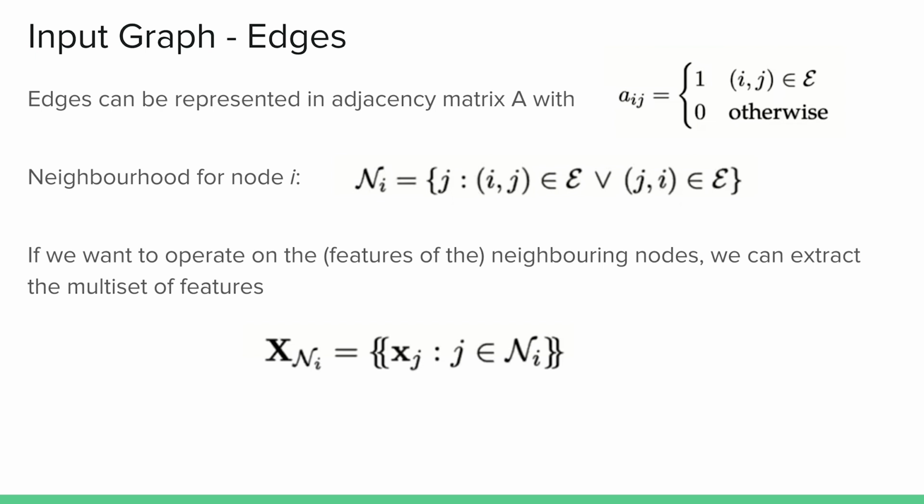The edges, on the other side, can be represented typically as an adjacency matrix, capital A, where we have 1 in this matrix if there is an edge between the two, or 0 otherwise. Mathematically, we can then formulate our neighborhood of the node i by this N_i, where we include all of the nodes in this set that have an edge. And then if we want to operate on the features of all of our neighbors, we can define this multiset of features here, where we take the features of all nodes that a certain node has a connection to.